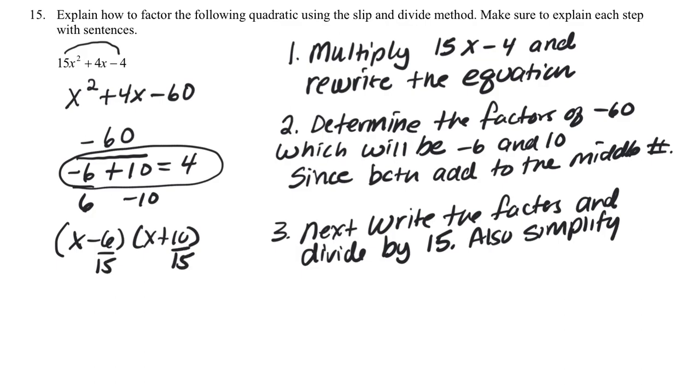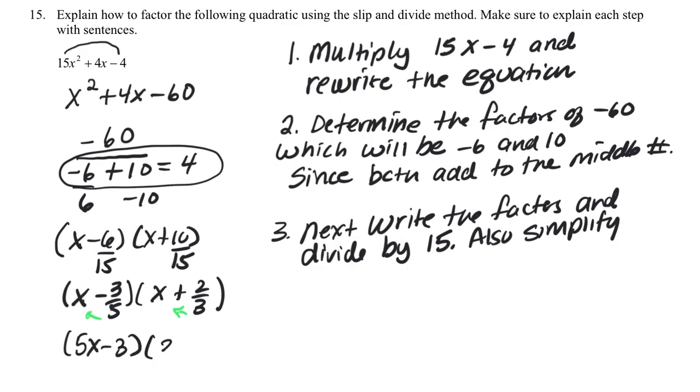Divide by 15. Next, we need to simplify. Notice that both have 5 and 3 in the denominators. What you're going to have to do is move that number that's in the denominator up. So the factors that you have are 5x minus 3 and 3x plus 2. So you factored 15x squared plus 4x minus 4 using the slip and divide method.